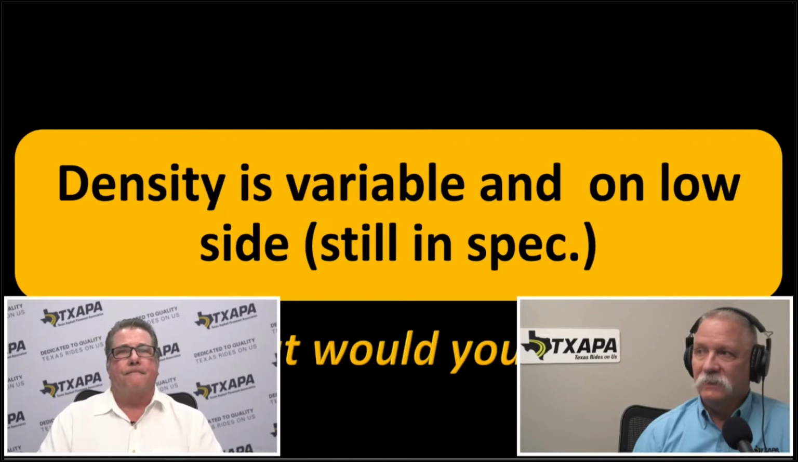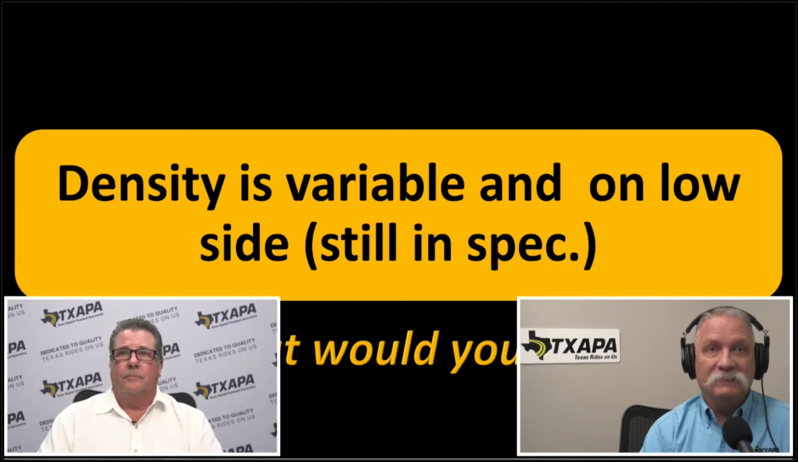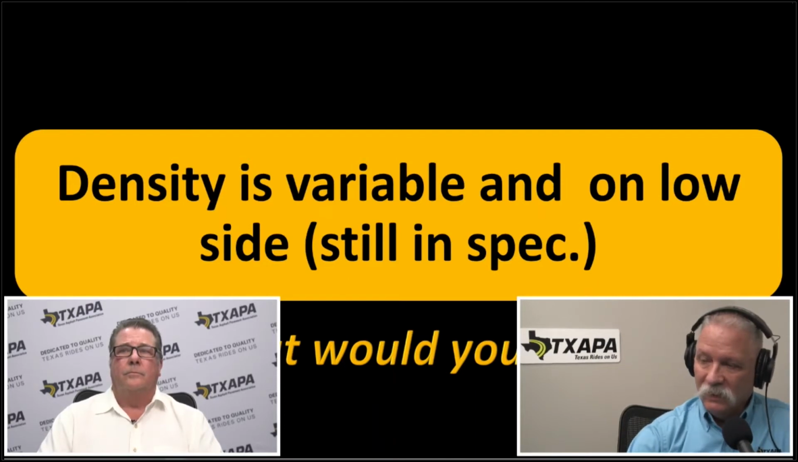Let's move on to the next one. Let's see. Where did it go? There it is. And there it is. Your field density is variable and on the low side, but I'm going to say it's still in spec. But it's definitely on the low side. So what are you guys going to do?